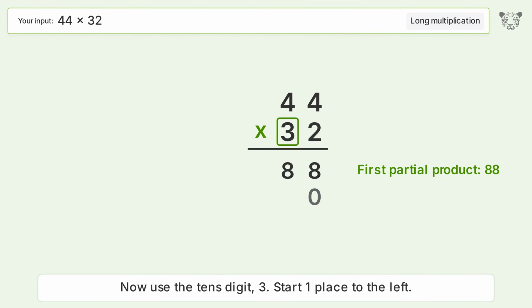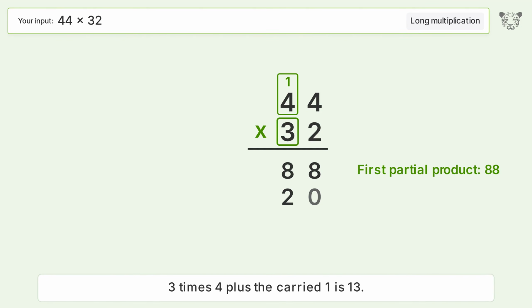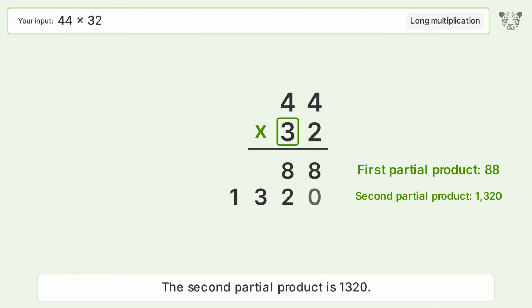Now use the tens digit, 3. Start one place to the left. 3 times 4 is 12. Put 2 in this column and carry 1. 3 times 4 plus the carried 1 is 13. The second partial product is 1,320.